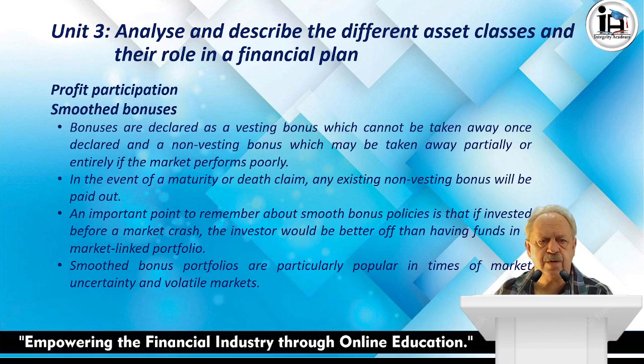Bonuses are declared as a vesting bonus, which cannot be taken away once declared, and a non-vesting bonus, which may be taken away partially or entirely if the market performs poorly. In the event of a maturity or a death claim, any existing non-vesting bonuses will be paid out.